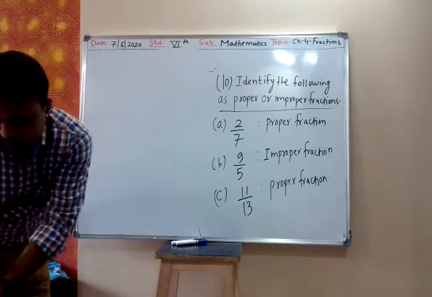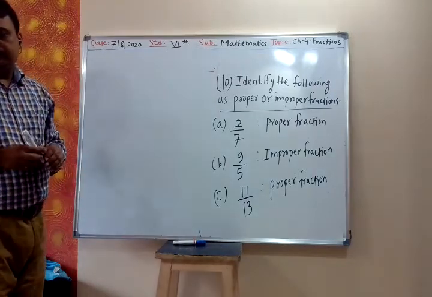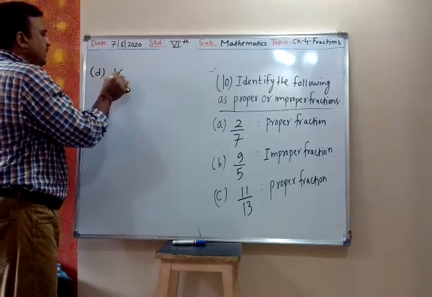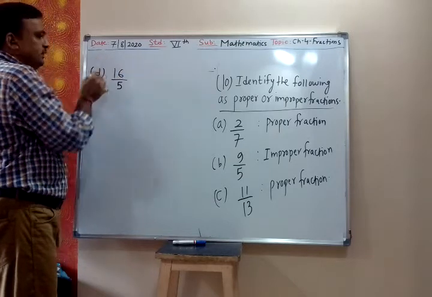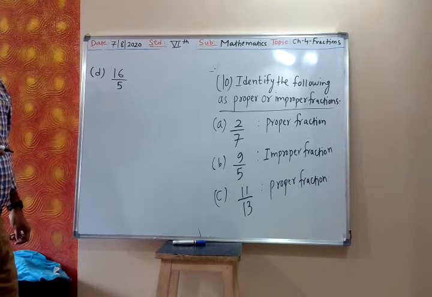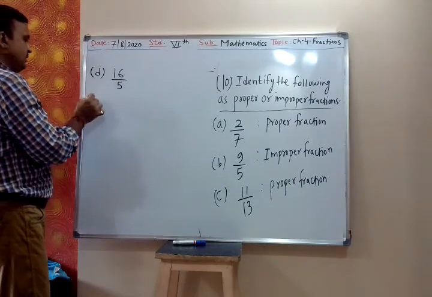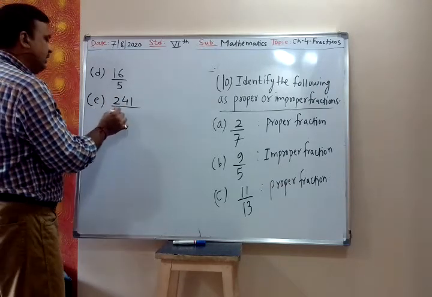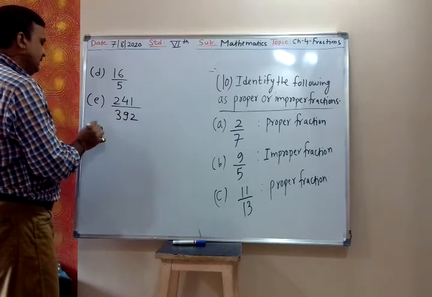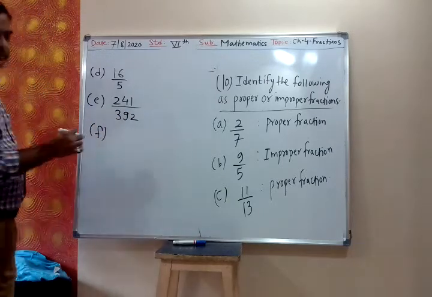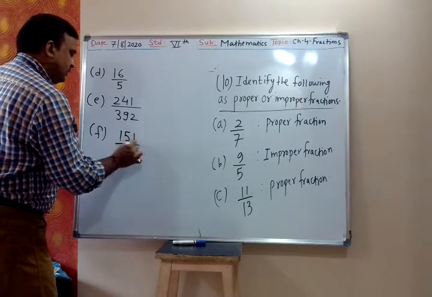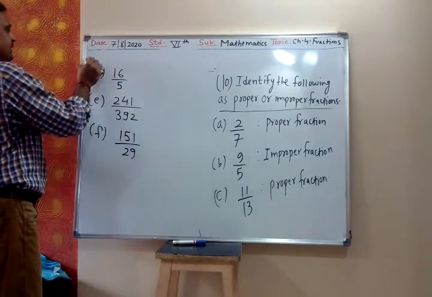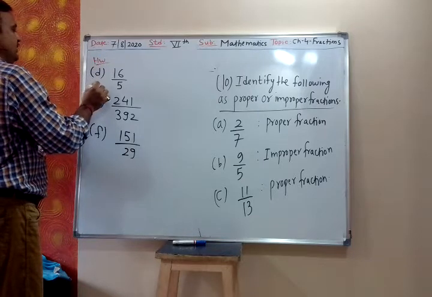Now we'll do D. D is 16 by 5. Then E, 241 upon 392. Then F, 151 upon 29. So all three I am giving as homework. D, E, F. Identify the fraction, whenever numerator is smaller than denominator.